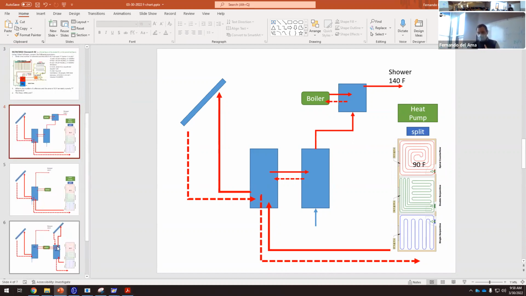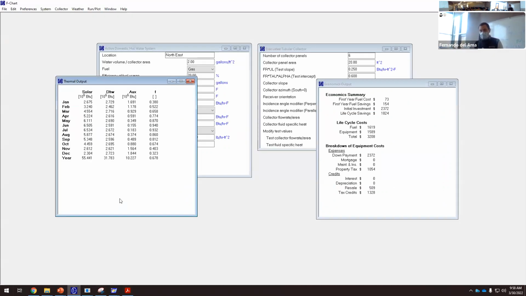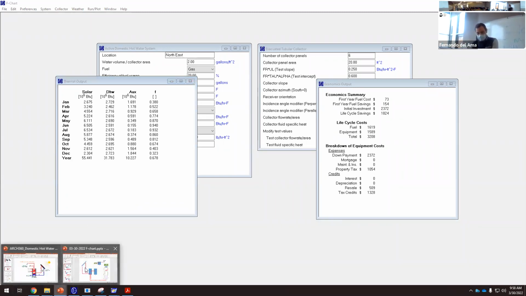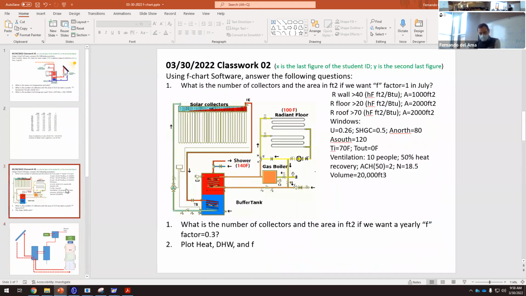So this is the schematic view. When it comes to calculations, it doesn't really matter the schematic view. What we need to know is whether we have just domestic hot water or we have the heating system. So let's go for the heating system. The second exercise is this. Okay, so we are using solar collectors and we have domestic hot water and the heating system.